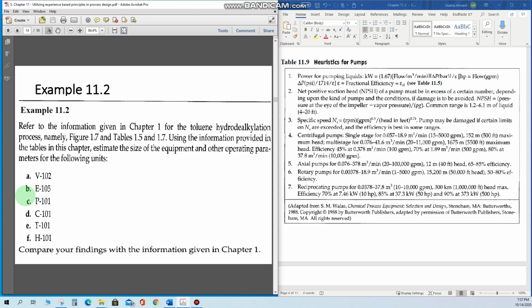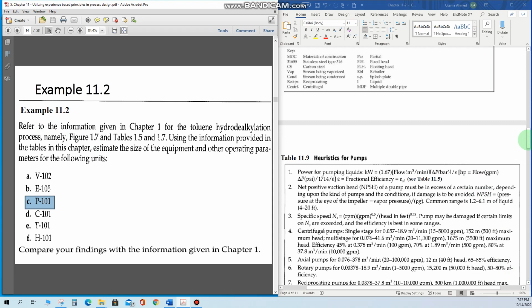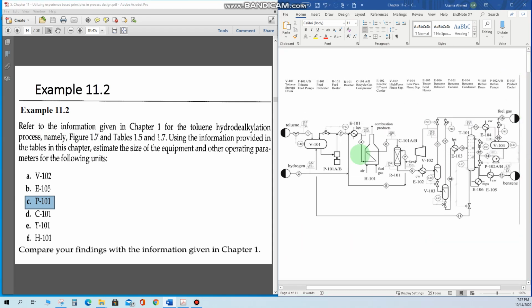So today we will talk about some of the units. Number one unit that we have to consider here is P101, which is the pump in figure 1.7. If I take you back to the figure, this is the flow sheet of the toluene hydrodealkylation process, and we are talking about pump 101. Today we will use some of the heuristics to estimate the power requirement of this pump. So let us solve this example P101.